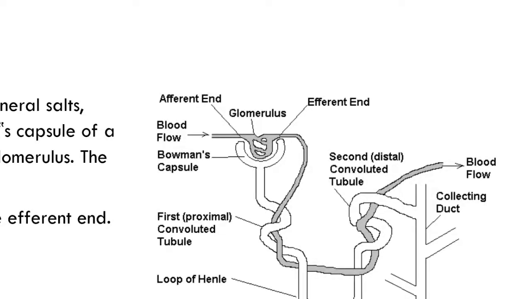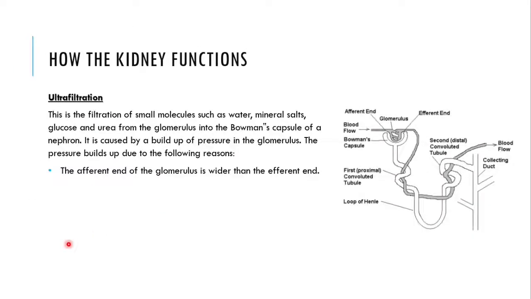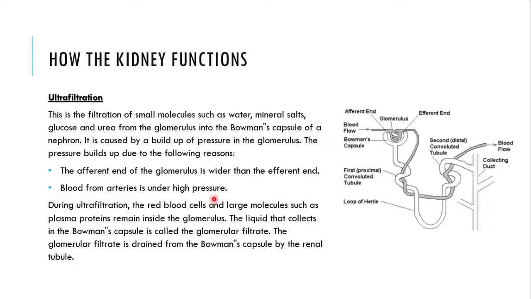As it is here, filtration will start taking place. So that's one of the reasons which builds up the pressure in the glomerulus. Another one: blood from the arteries is under high pressure. The arteries transport blood under high pressure, my students. If you look at transport in animals, that is stated. Arteries transport blood under what? Under high pressure. Yes, that's one of the characteristics. So those are the two reasons why there is a build-up of pressure in the glomerulus.